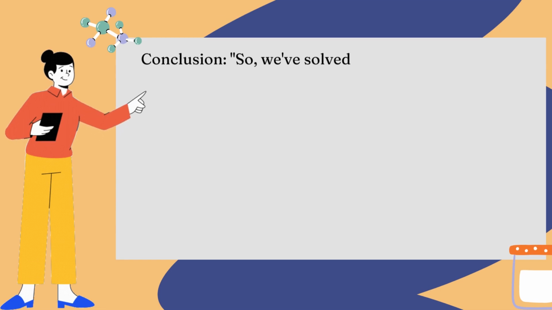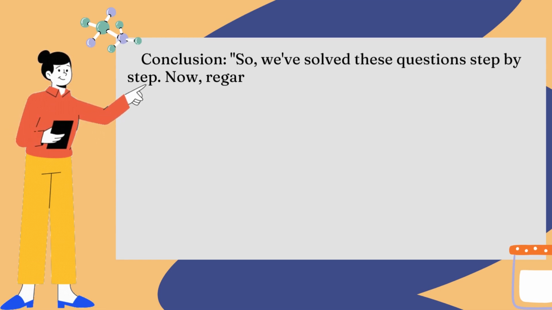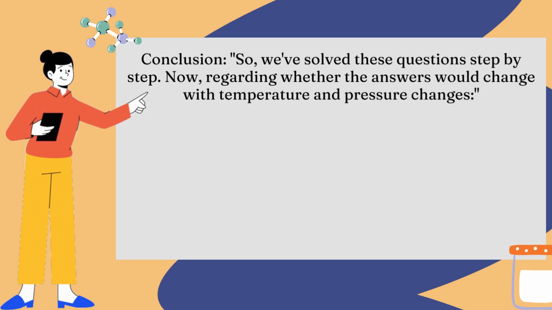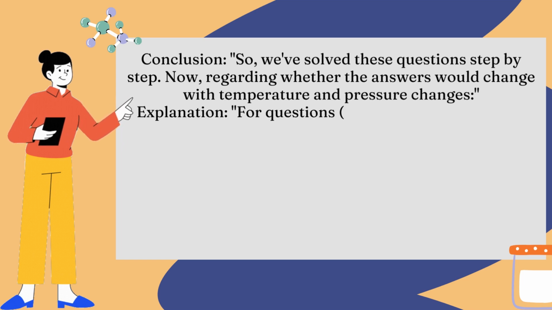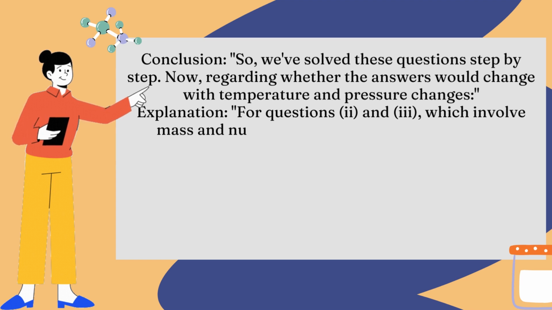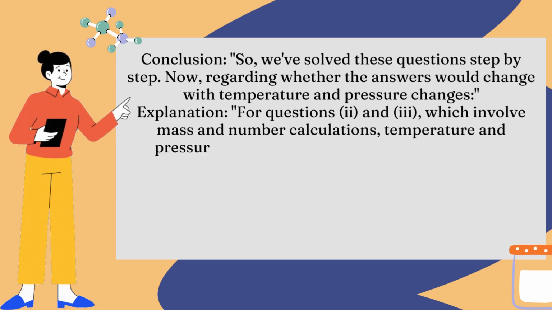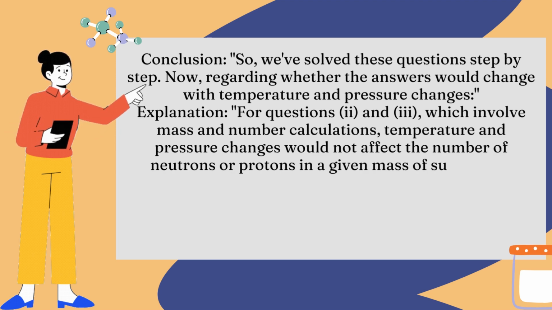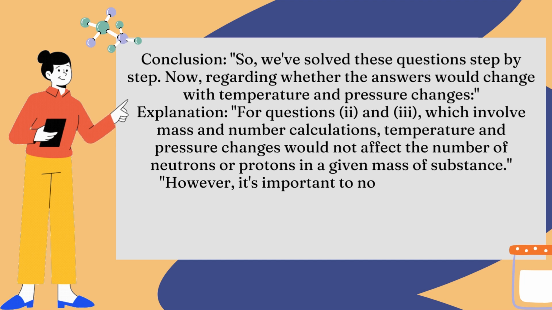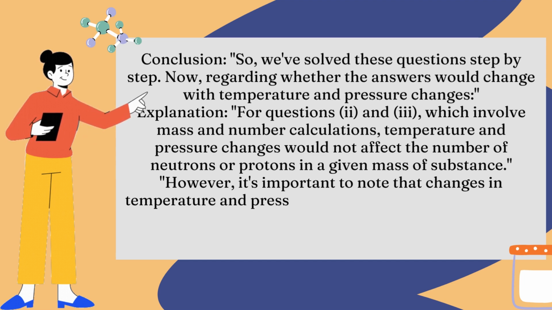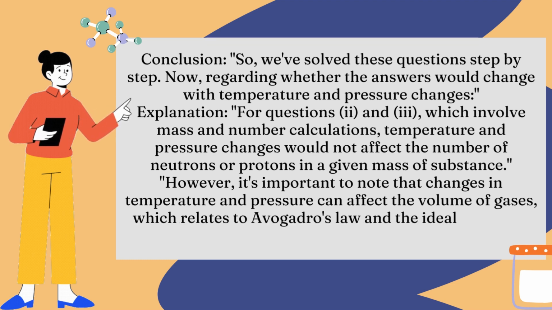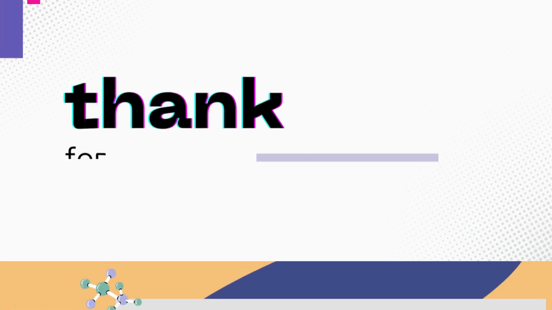Conclusion. So we've solved these questions step by step. Now, regarding whether the answers would change with temperature and pressure changes. Explanation. For questions A and B, which involve mass and number calculations, temperature and pressure changes would not affect the number of neutrons or protons in a given mass of substance. However, it's important to note that changes in temperature and pressure can affect the volume of gases, which relates to Avogadro's law and the ideal gas law.